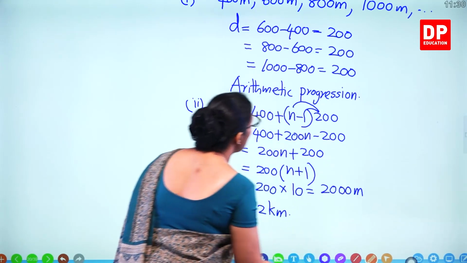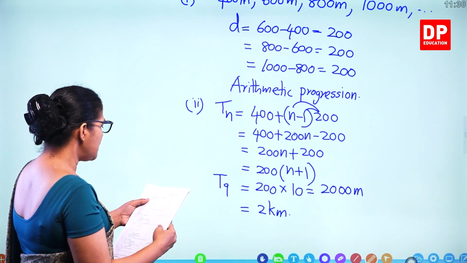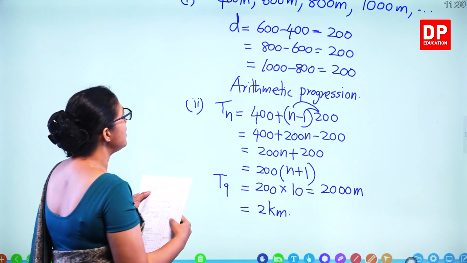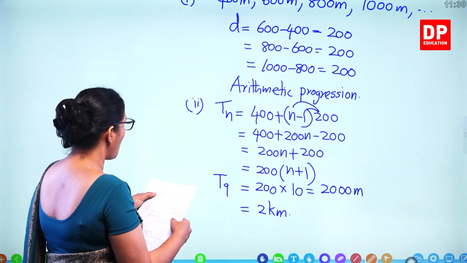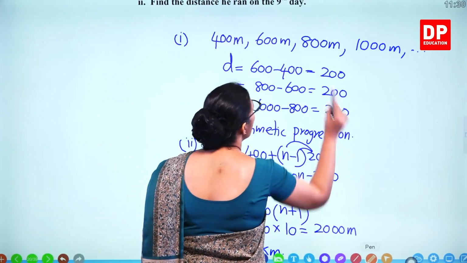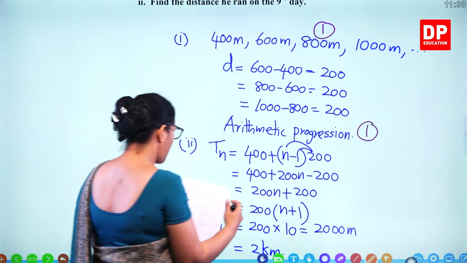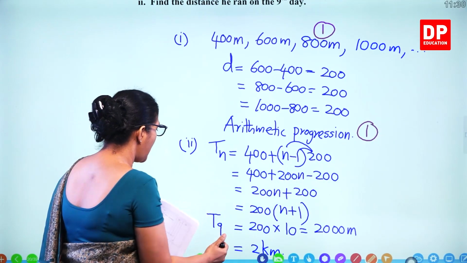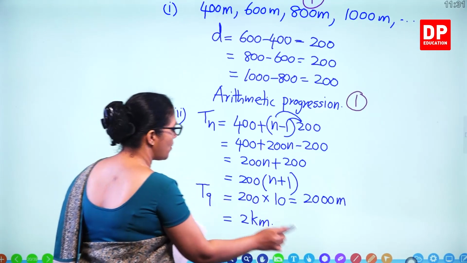So how many marks for this one? Identifying arithmetic progression, 2 marks. And 1 mark for first 4 terms, and identify this is arithmetic, another 1 mark. And 2 kilometers answer for T9, that's 2 marks.